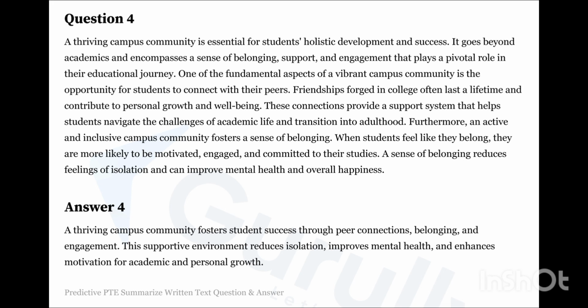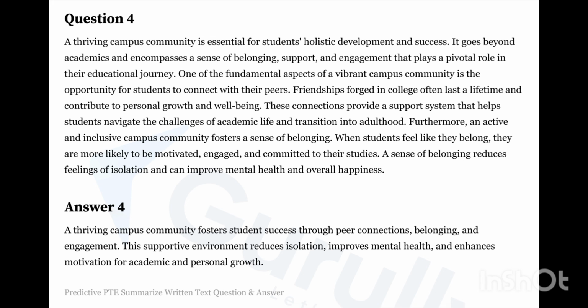So this is a question that you can attempt as an example. A thriving campus community is essential for students' holistic development and success. It goes beyond academics and encompasses a sense of belonging, support, and engagement that plays a vital role in their educational journey. One of the fundamental aspects of a vibrant campus. Okay, so you can read it. I can tell you the answer.